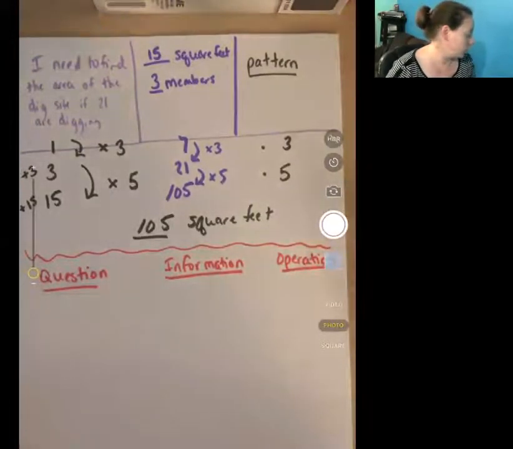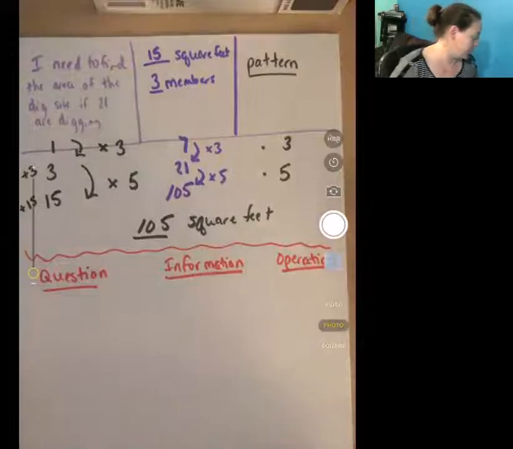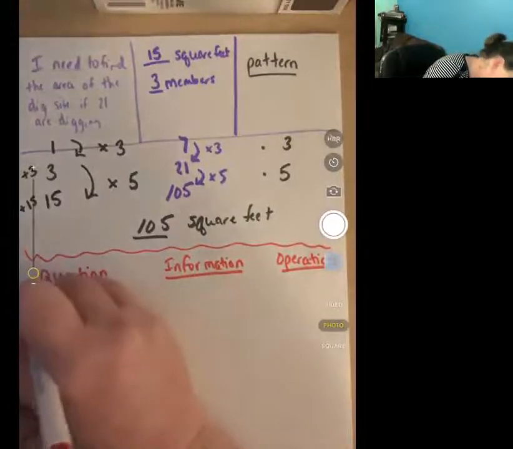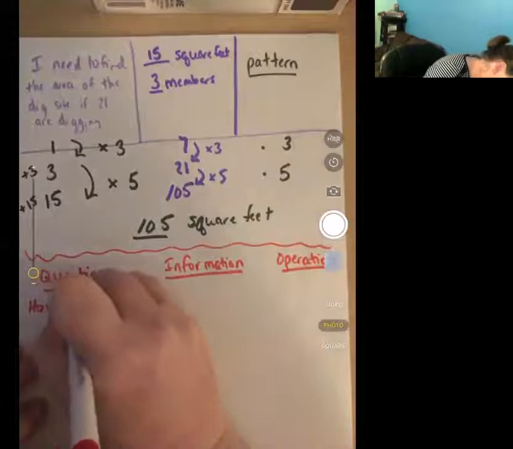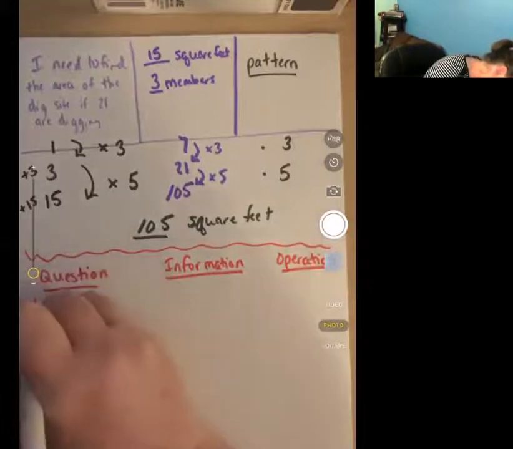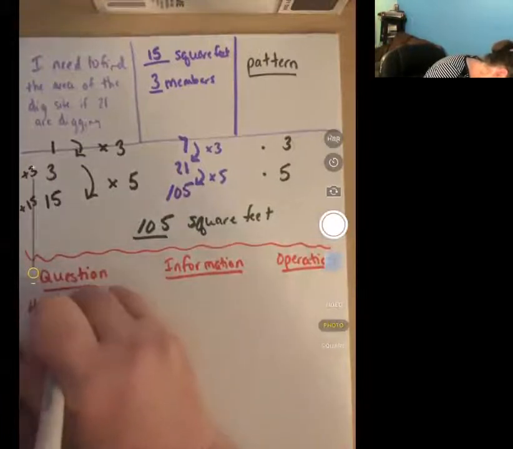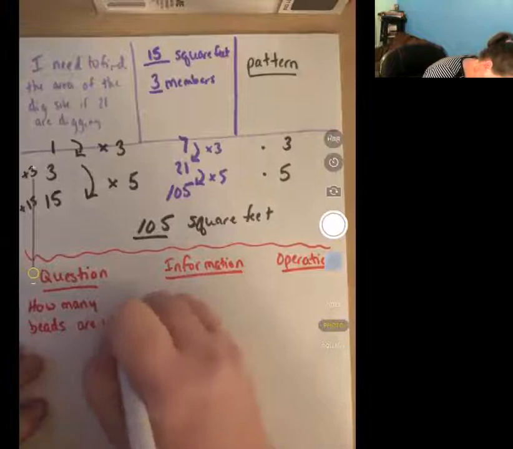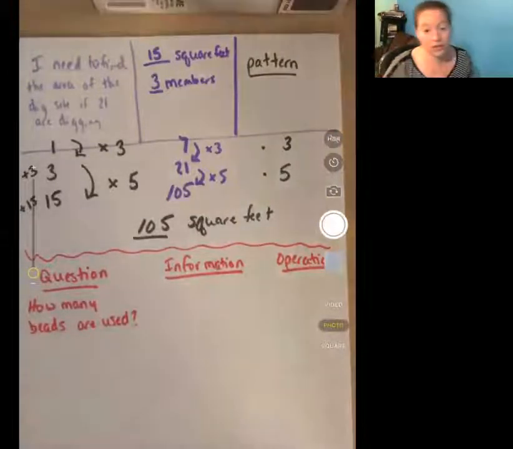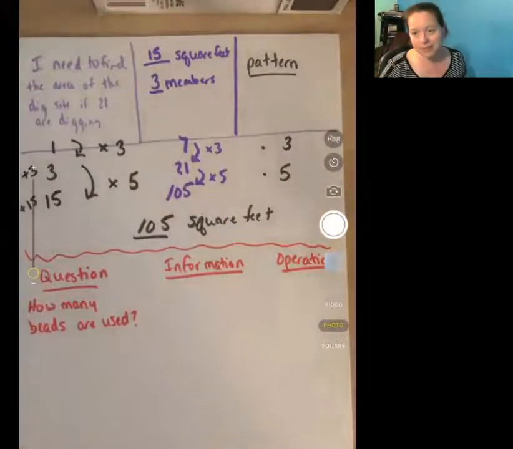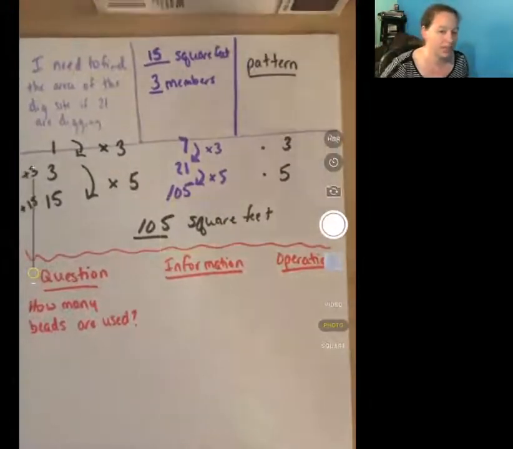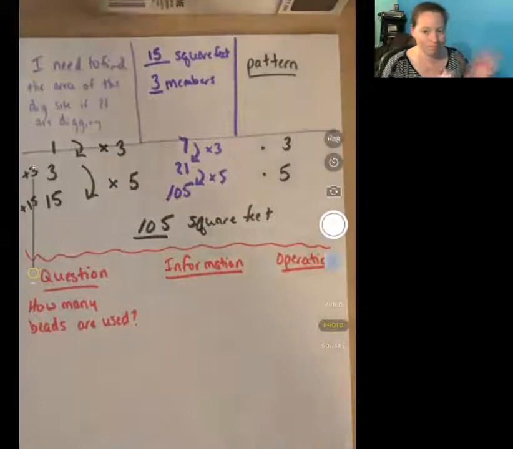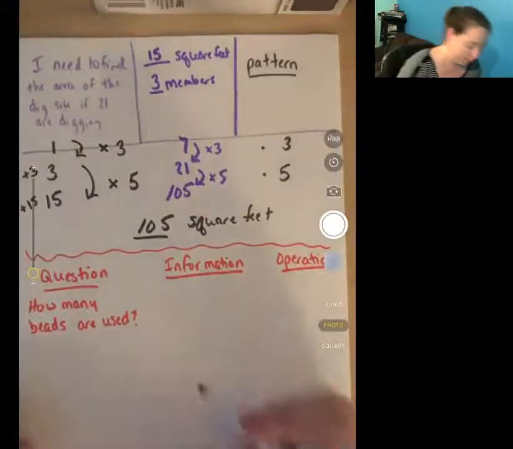So our question, what do we need to find? How many beads does Casey use? So I'm going to put down beads are used. You can write the question down verbatim. That means exactly the way that it says. You can write down how many beads does Casey use. I'm simplifying it a little bit.